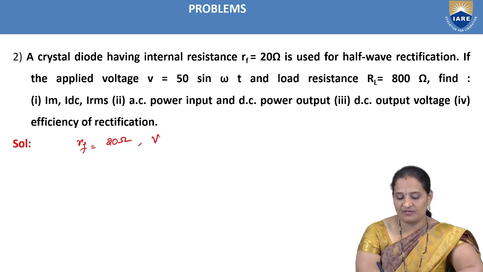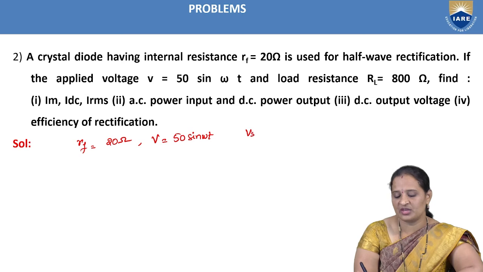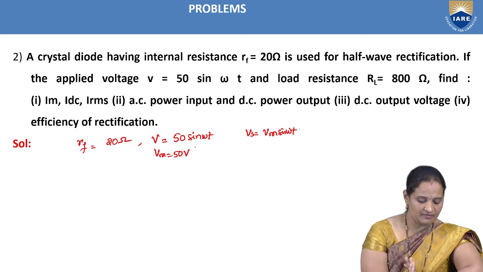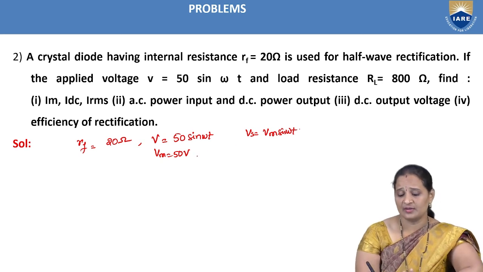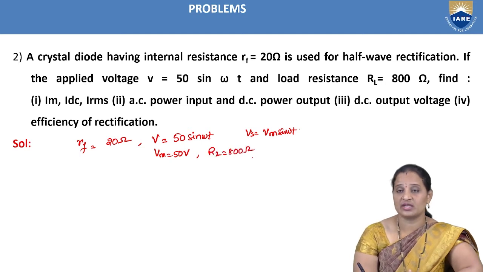Next, Vs is given, which is 50 sine omega t. So we can approximate Vs equals Vm sine omega t, and from this I can say that Vm is equal to 50 volts. Next, RL is equal to 800 ohms, which is the load resistance. He didn't mention any internal resistance of the secondary winding of the transformer, so RS should be considered as 0.